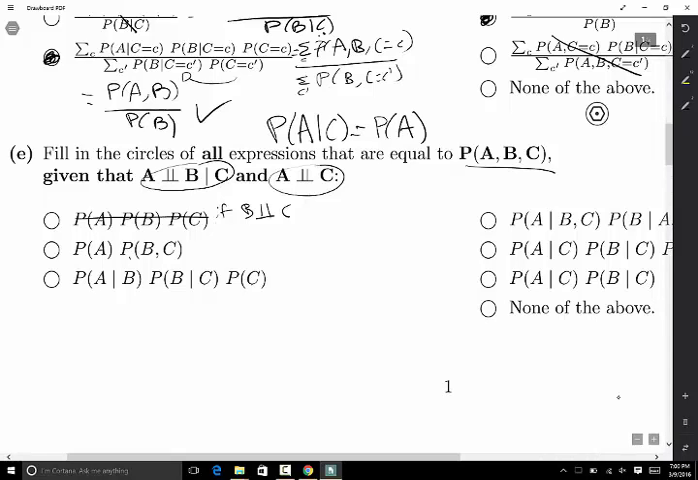For the second part, we know that probability of A equals probability of A given C. And since A is independent of B given C, this is also equal to probability of A given B and C. And so according to the chain rule, this is going to be equal to probability of A and B and C.